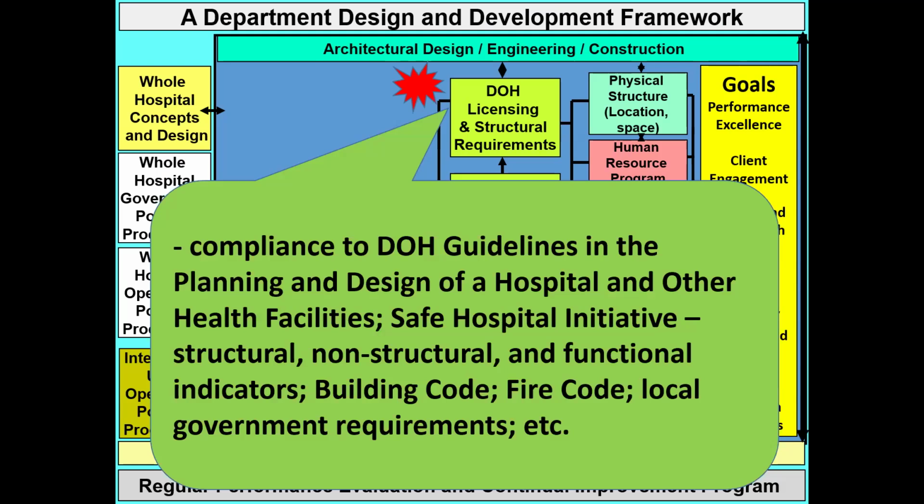Let's now go to the DOH licensing structural requirements, or for those international students, you can label it as Ministry of Health. Okay, so this means compliance to the Ministry of Health guidelines in the planning and design of a hospital and other health facilities. There is usually a guideline, a primer on this issued by the Department of Health or Ministry of Health. Then there are also guidelines on the safe hospital initiative, which is usually composed of three indicators: structural, non-structural, and functional indicators. And then the building code, fire code, local government requirements.